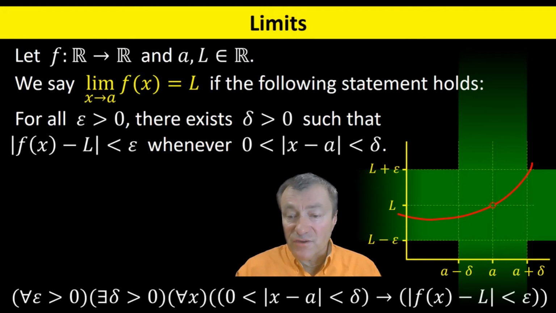And you can force the function to be within any required accuracy of L just by requiring x to be within some small accuracy of a, and again not equal to a. If you want the function to be within 10 decimal places of L, there is a small interval around a, but not including a, in which the function value is within 10 decimal places of L. If you want 20 decimal places of accuracy for y, then you probably have to pick a much smaller interval for x.